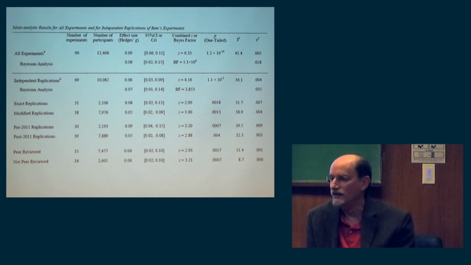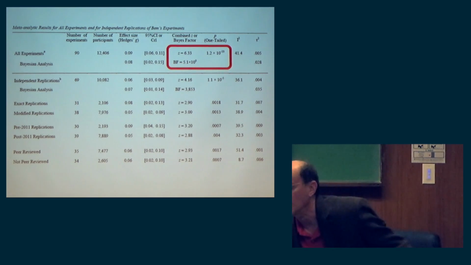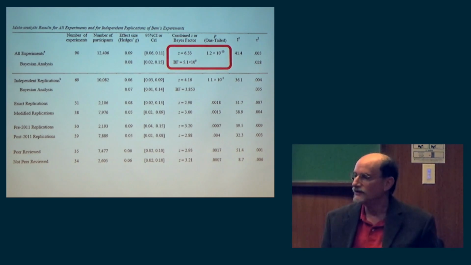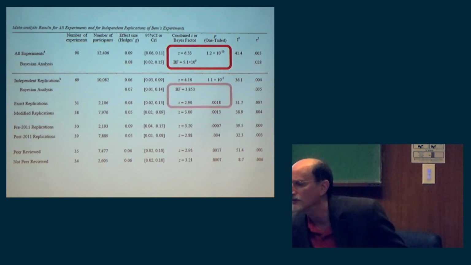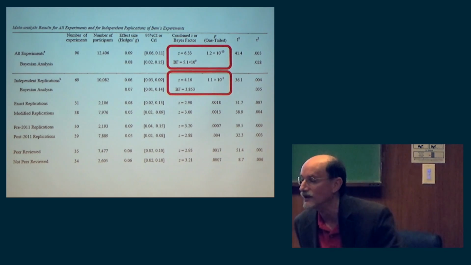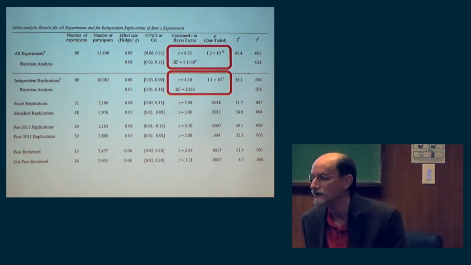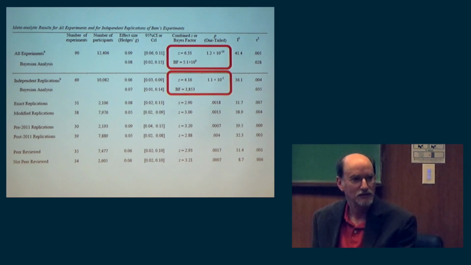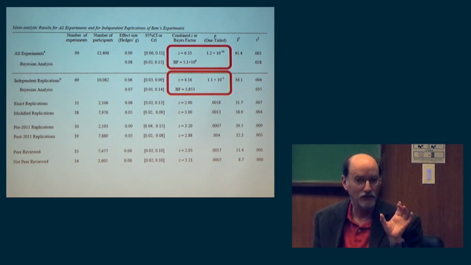So this is part of the meta-analysis, the analytical results. And I'll just point out here that all experiments together give a probability of 10 to the minus 10th. And only looking at the independent replications, meaning the ones that Darrell did not do, still had a pretty healthy result, 10 to the minus 5th. The Bayes factor is 3,800 to 1. So as I said before, a Bayes factor of 100 to 1 is considered decisive evidence. And here we have 3,800 to 1.